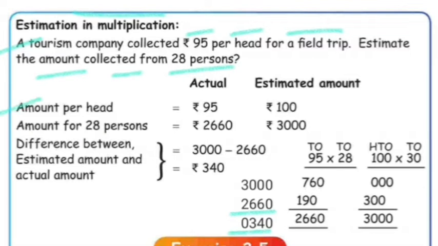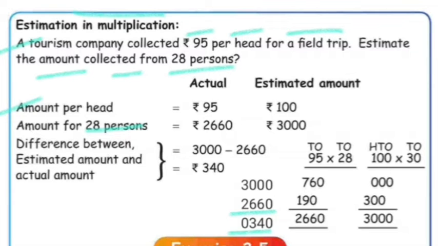So the amount per head is how much? 95, which is nearest to 100. And the amount for 28 persons is 2660. This much amount they collected for 28 persons. So it is nearest to 3000, because 2600 is nearest to 3000. If it is 500 also, it is nearest to 3000. If it is 460, it is nearest to 2000. So it is nearest to 3000.